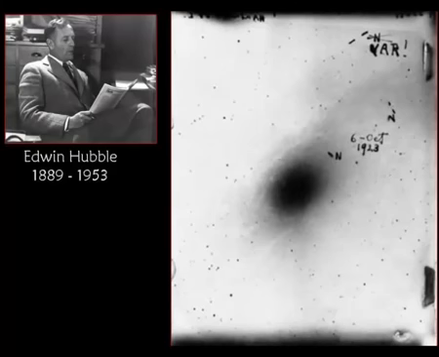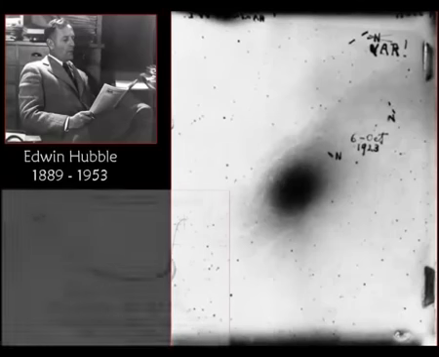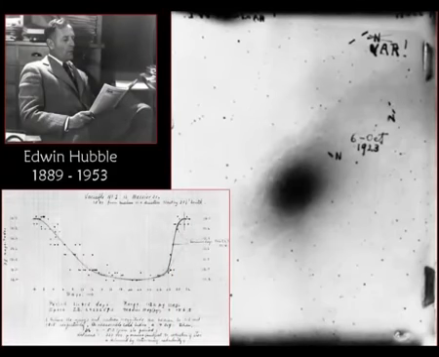Here's his plate of our nearest neighbour, the Andromeda Galaxy. There's a star here. He's marked it as a variable. And he was able to work out the distance to this galaxy because this is a certain type of variable star that Henrietta Leavitt had shown. If you plot time against the brightness of the star, and this is Hubble's diagram for this variable, the time taken to go from one peak to another peak, because it undergoes this regular variability in its brightness, depends on how bright the star is.